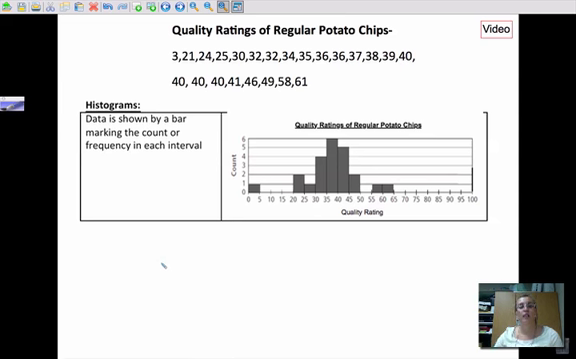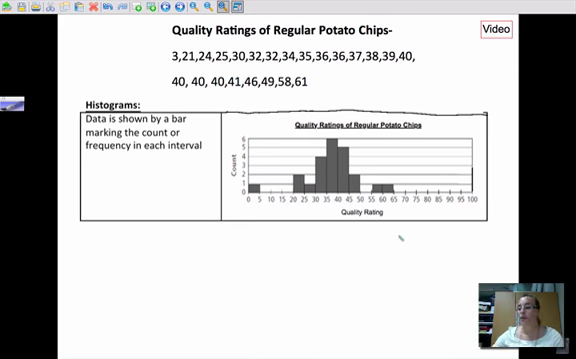Okay, so on your notes, we've got the quality of potato chips. We've got a whole bunch of quality ratings for potato chips, and histogram data is shown by a bar marking the count or frequency in each interval. Okay, so we had 1 that was between 0 and 5, we have 2 that are between 20 and 25, we have 6 between 35 and 40, and so on and so forth.